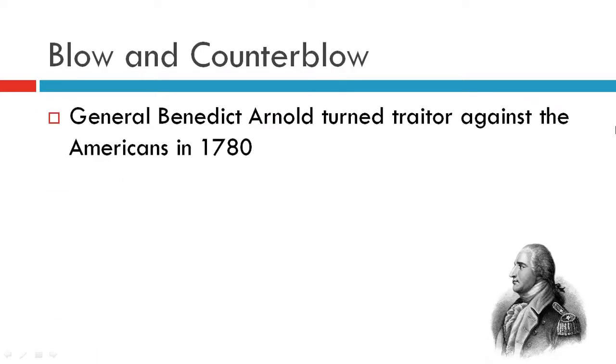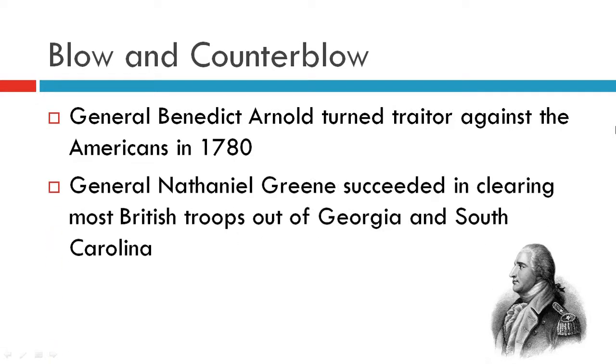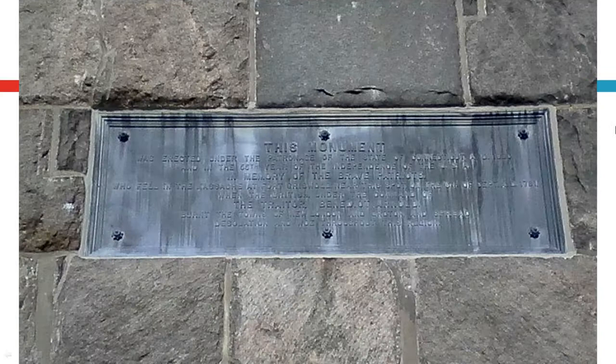In 1780, the British acquired General Benedict Arnold, who traded sides and turned against the American cause. He had planned on giving the British access to West Point, but that did not work out for him. Also not working out for the British would be Nathaniel Greene kicking all of the British troops out of Georgia and South Carolina. Arnold did have some success, though.